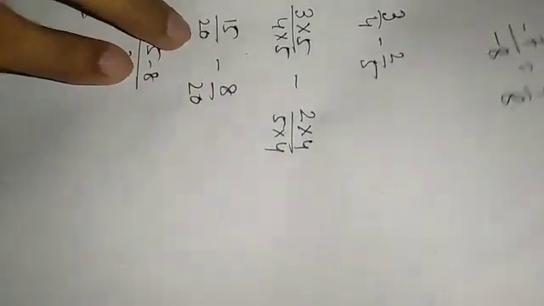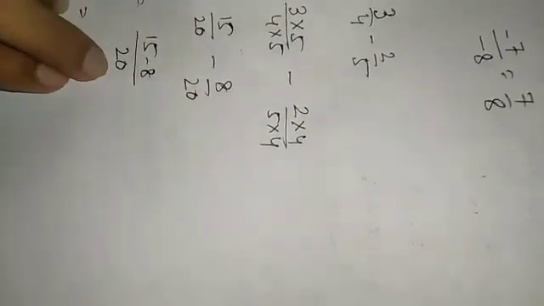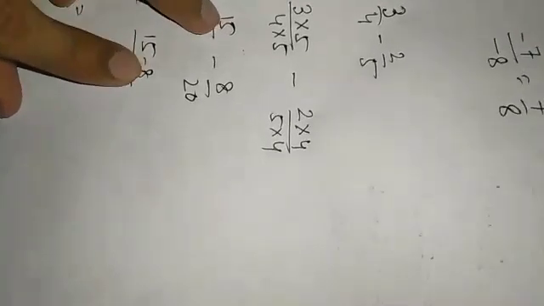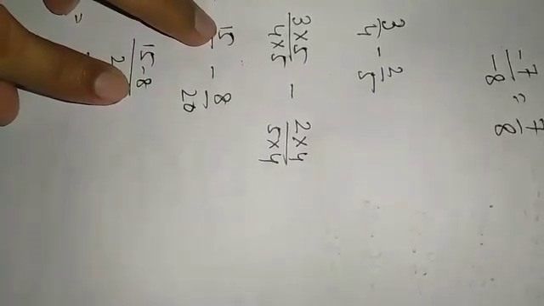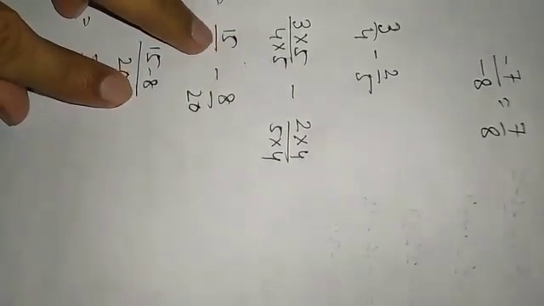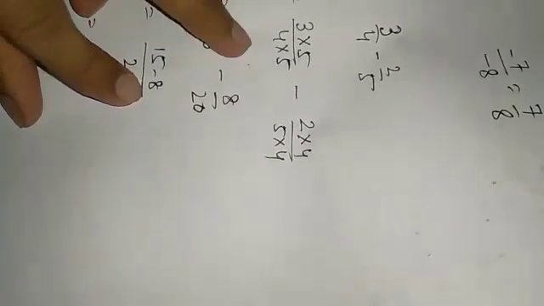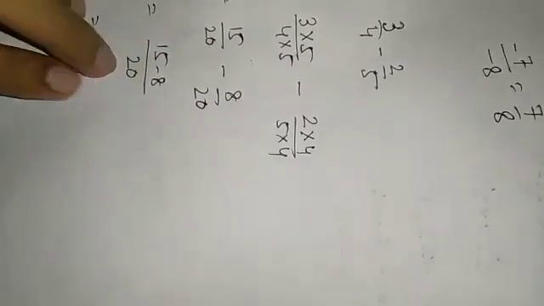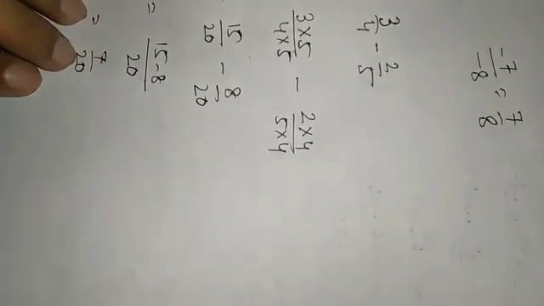Now the denominators are equal, so we need to put the same denominator, and in the case of numerators, the numerator of the first one minus the numerator of the second one. So 15 minus 8 by 20, that means 7 by 20 will be the answer.